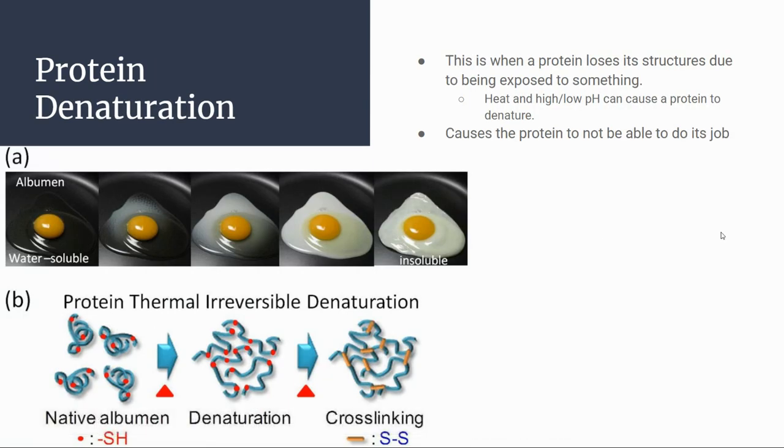All right, so protein denaturation. Go ahead and learn the vocab term denaturation right now. It is important. This is when a protein loses its structure due to being exposed to something. That something is heat or high or low pH. Both of these can cause a protein to denature. This will cause a protein not to do its job.